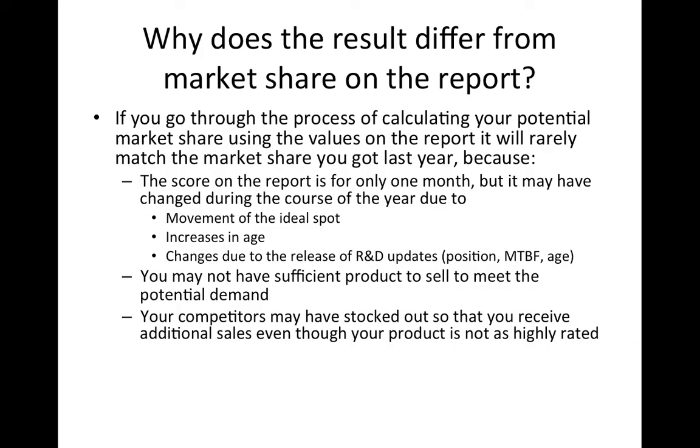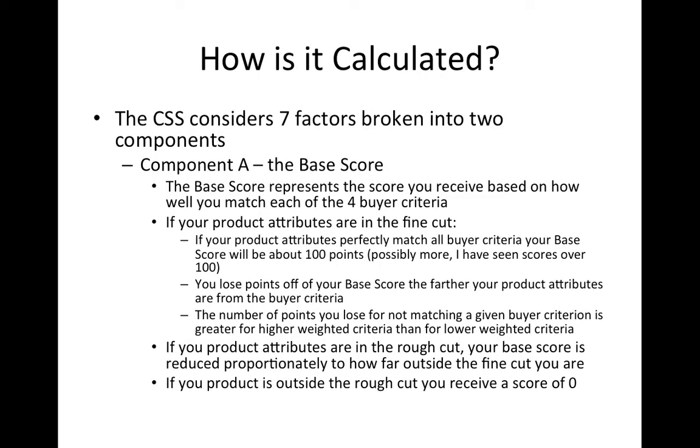And so again, the idea there is that the actual market share could be different from what you calculate here, partly because you can only see 1 month's worth of it, you can't see all of it for every period, but also because you have to actually have it to sell in order for it to go into market share, whereas this reflects what you could sell. So, how is it calculated?